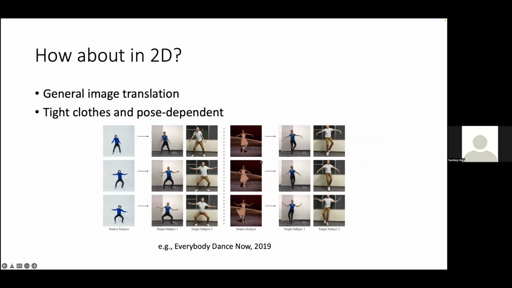So later on, in Everybody Dance Now, people tried to use a human-specific setup, and also tried to add some temporal coherence to improve the performance. But as you can see from the example here, they can only work with tight cloth and also the pose-dependent appearance.